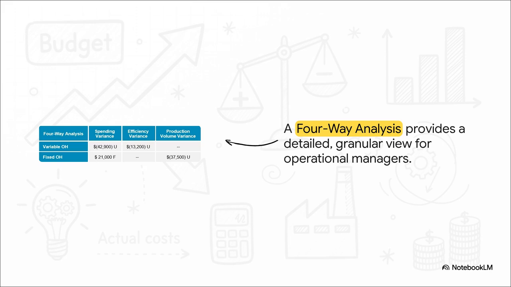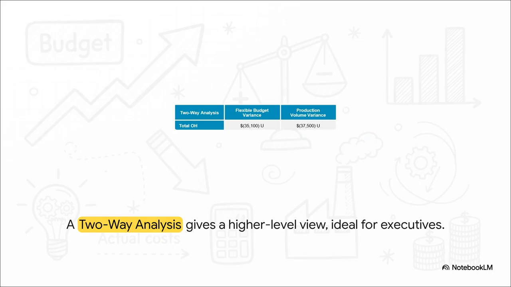Are we paying too much for our supplies? Are we inefficient on the production line? Did we overspend our fixed budget, or did we just not make enough stuff? It gives them a precise diagnosis so they can go fix the right thing. But, for a C-level executive, that might be way too much detail. They might want a two-way analysis instead. This view bundles all the controllable spending and efficiency issues into one number, the flexible budget variance, and it keeps that volume variance separate. It just answers two simple questions. 1, how well did we control our costs for the work we actually did? And 2, did we do the amount of work we planned to do?